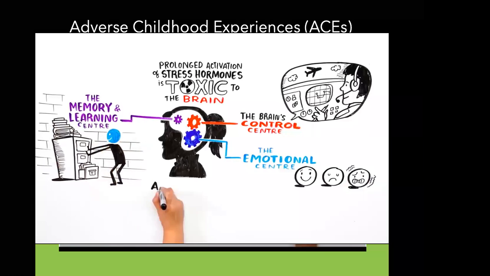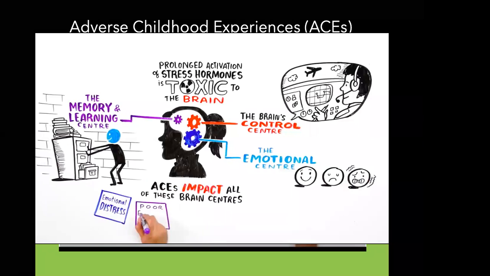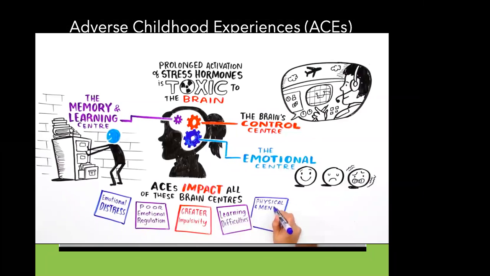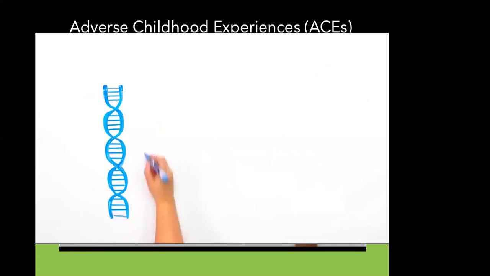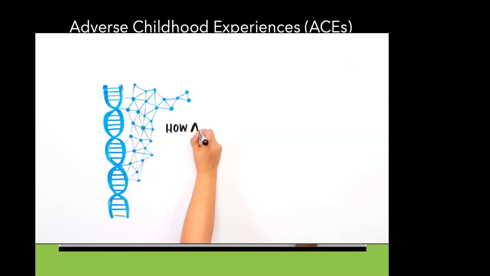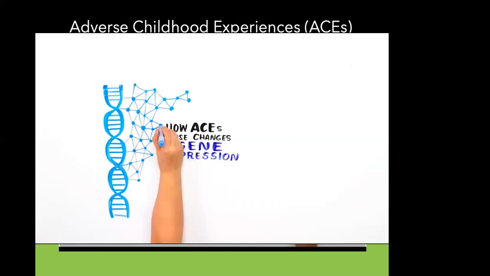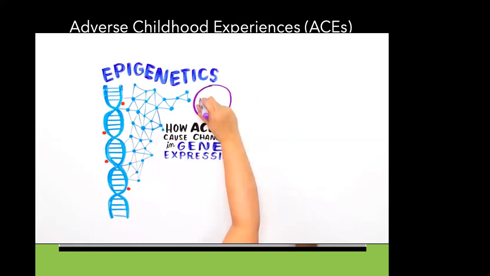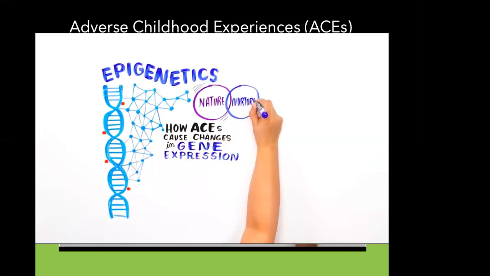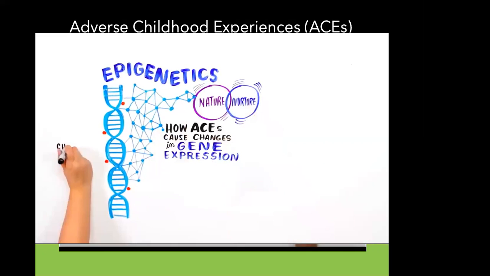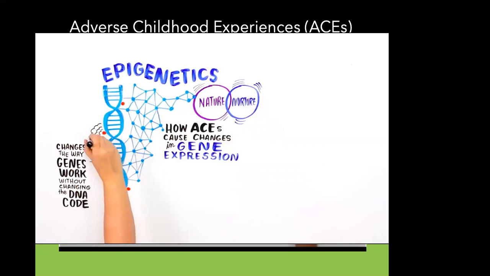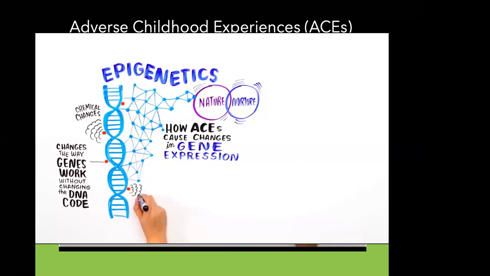Science shows that adverse childhood experiences impact all of these brain centers. Behaviorally, what we begin to see is emotional distress, poor emotion regulation, greater impulsivity, learning difficulties, and physical and mental health problems. More recently, science has begun to look at how ACEs cause changes in gene expression through a process called epigenetics, which helps us understand how nature and nurture interact. Epigenetics causes changes in the way genes work without changing the DNA code itself. This occurs through chemical changes influencing how the code is used.